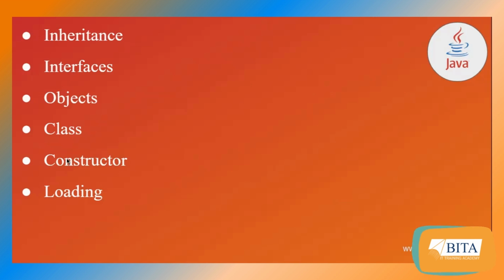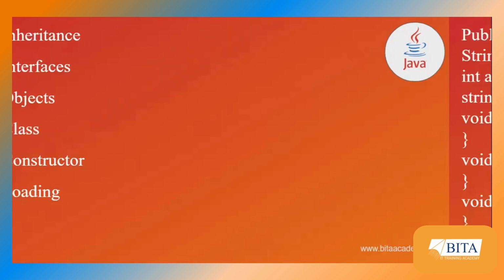Next one is constructor. Each and every class will have a constructor. Even if we don't write it explicitly, the Java virtual machine will by default set a constructor within the memory. And as I told you about loading already, we have two types of loading: one is static loading and another one is dynamic loading.